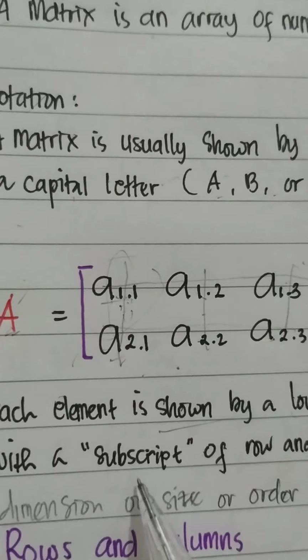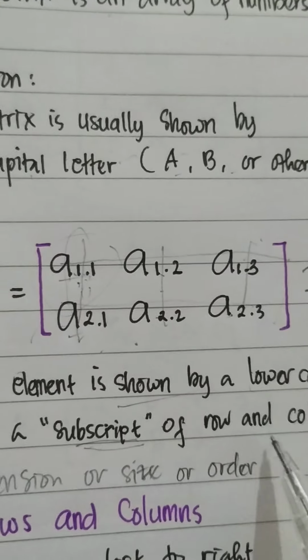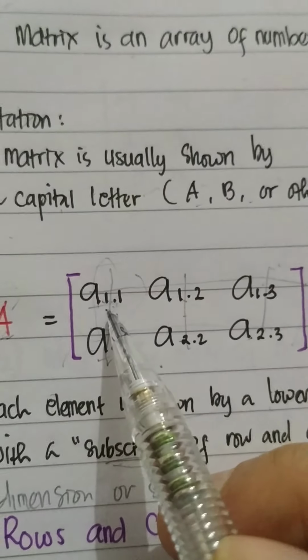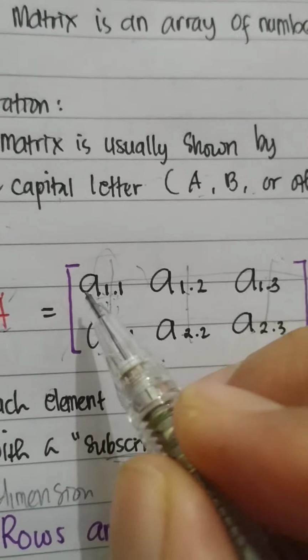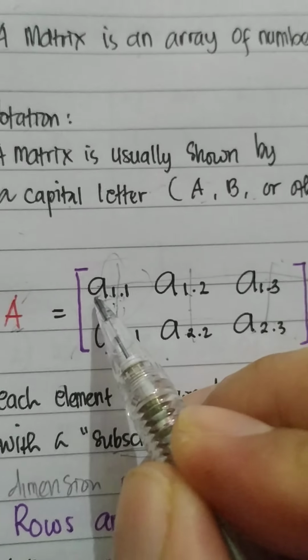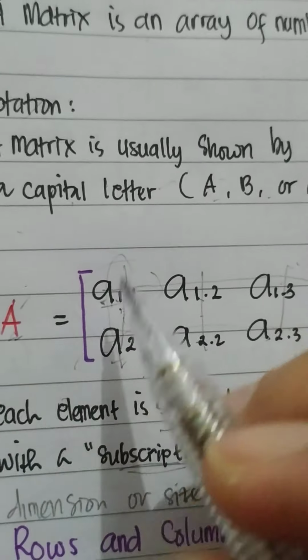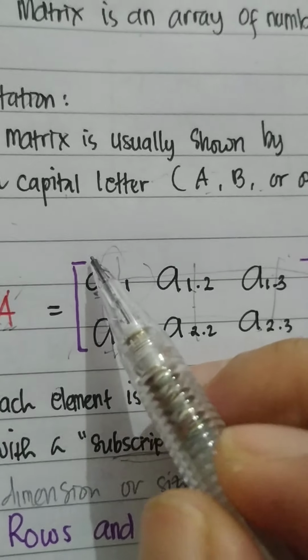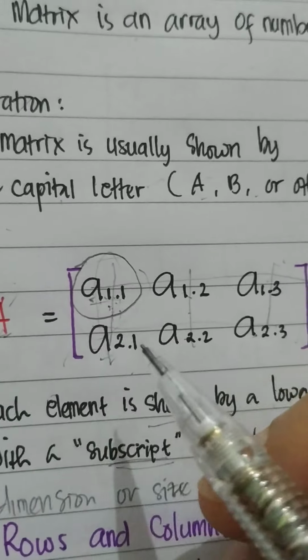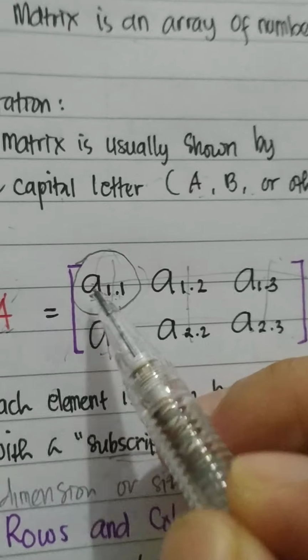That means the subscript, a subscript of a row and column here. You can recognize the first element, an element of matrix A. How to read this?